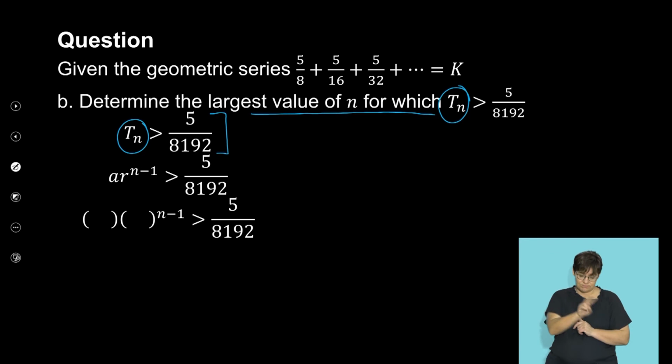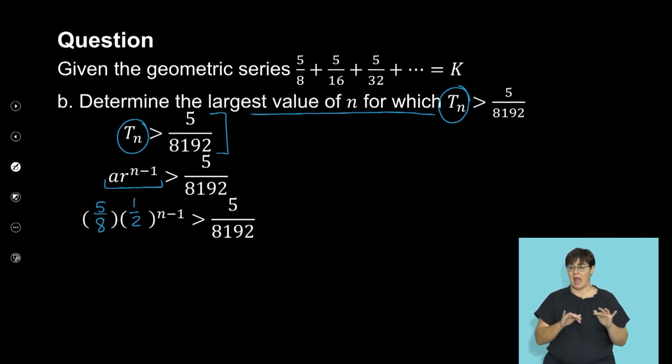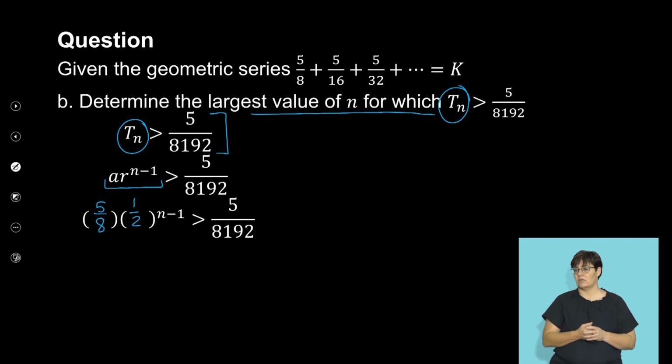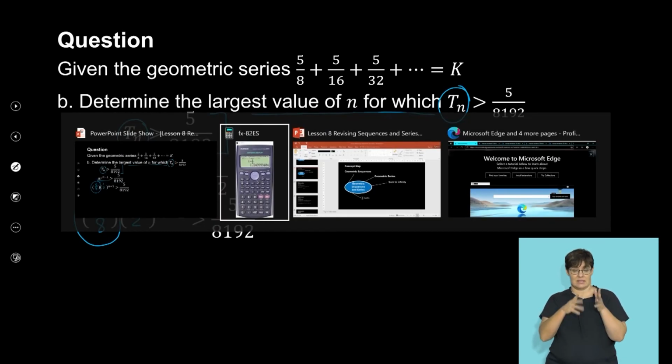I know that I can replace Tn for a geometric series with ar to the power of n minus 1. Luckily, I know what my a is. My a is 5 over 8. And my ratio, which we discussed on the previous slide, is a half. So I'm now going to solve this inequality. But to do that, I'm first going to have to get rid of the 5 over 8 because I'm working to isolate my n. So first, let's get our calculator.